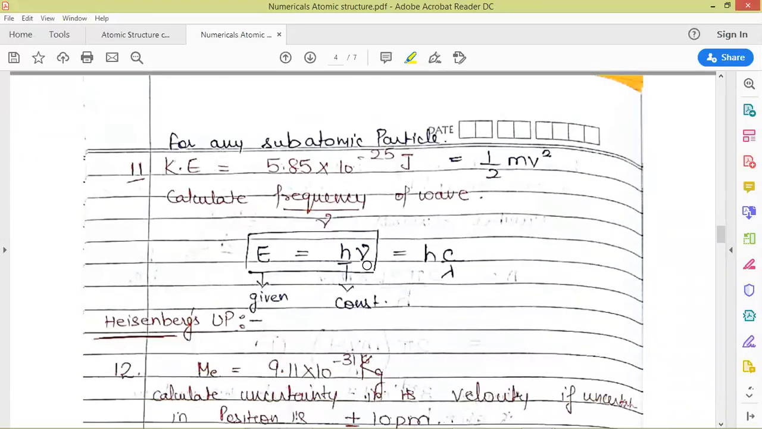Next we have kinetic energy given, and you will have to calculate the value of frequency of the wave. As we all know, frequency of a wave is related to energy as E is equal to h nu. So if energy is given and you know Planck's constant, from here you can easily calculate frequency.